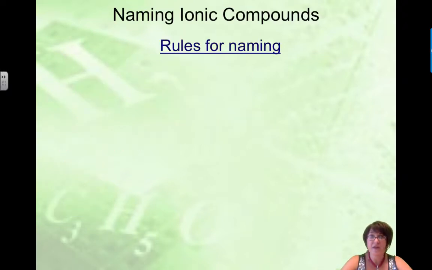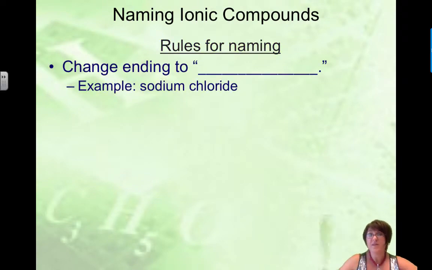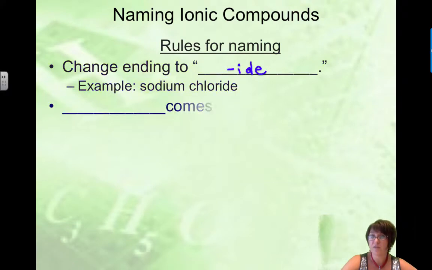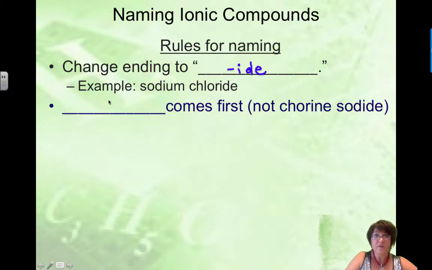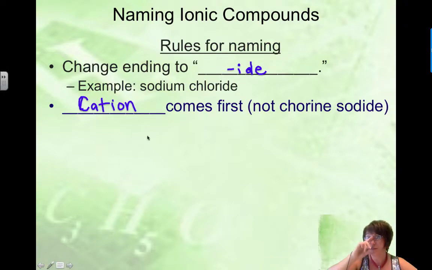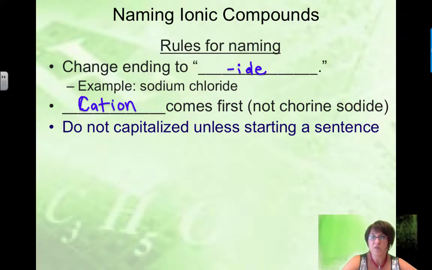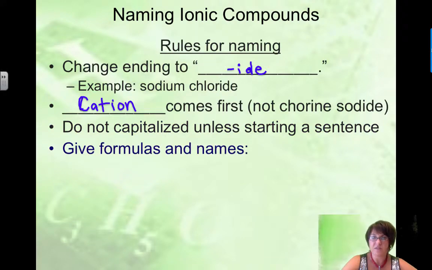Now let's look at naming ionic compounds. For writing the names, we just have to change the ending to -ide. So the second word gets its ending changed, like sodium and chlorine becomes sodium chloride. We always have the cation written first. So it's not chlorine sodide. That sounds silly, doesn't it? It's sodium chloride. The positive charged particle comes first. And we don't capitalize names of substances unless we're starting a sentence.